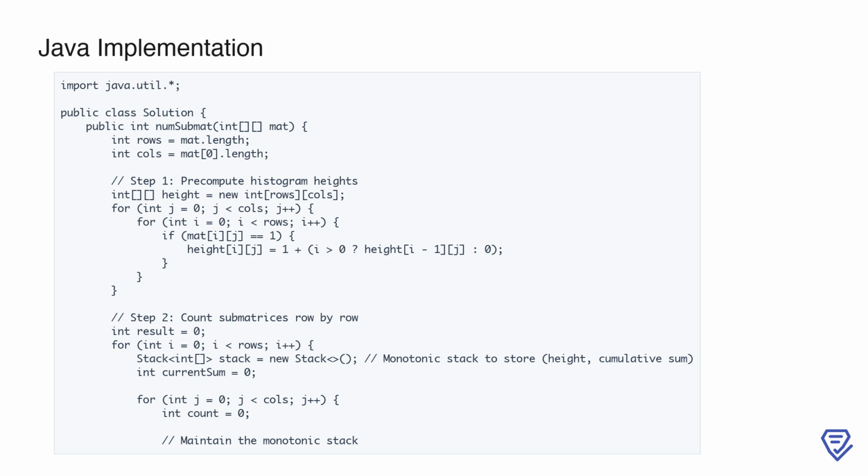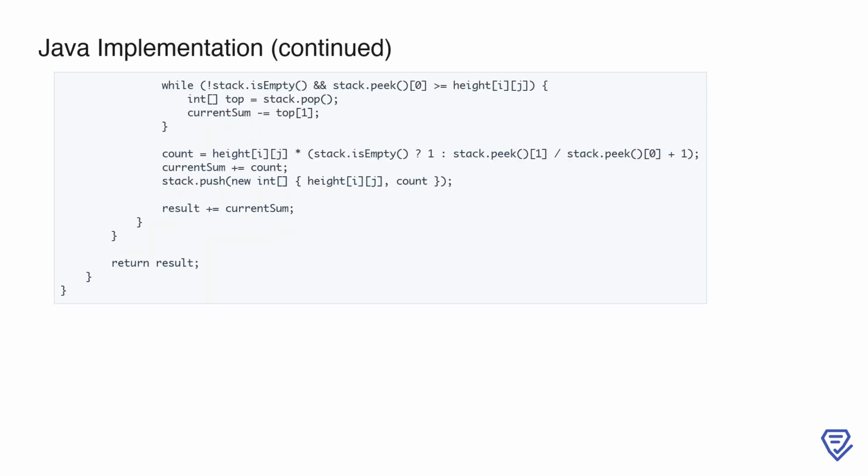The stack will help us efficiently manage and calculate the cumulative sum of submatrices for each row, ensuring that we maintain a decreasing order of heights for optimal processing. When iterating through each column in the current row, we use the monotonic stack to maintain the order of heights. If the stack's top element has a height greater than or equal to the current height, we pop elements from the stack and adjust the current sum by subtracting the cumulative sum stored in the popped element. This ensures that we remove contributions of previous heights that are no longer valid.